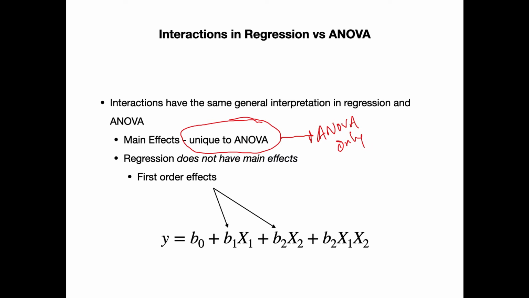Regression itself does not have main effects, at least in this sense. Instead we had first order effects, and if you remember, the first order effect for B1 is the relationship between x1 and y when x2 is equal to 0. And B2 is the relationship between x2 and y when x1 is 0. So it's not averaging over, it's the effect at a specific level of the other variable. You have to keep that straight.